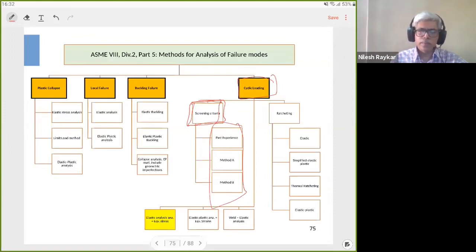Obviously the customer would like not to spend money on doing unnecessary calculations if it is obvious that the analysis is not required. So some obvious cases where the fatigue analysis is not mandatory are covered under the screening criteria, and those who do not pass that criteria would be doing the cyclic loading check. Here again, there are different alternatives. We are discussing the elastic analysis approach.